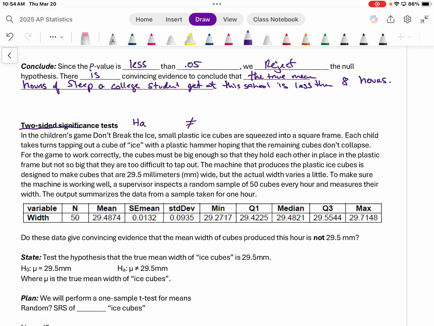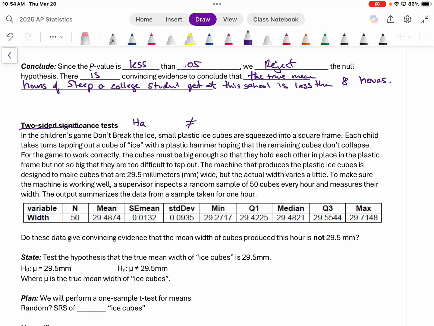So in the children's game Don't Break the Ice, plastic cubes are squeezed into a small frame. I remember that game. Each child takes turns tapping out a cube of ice with a plastic hammer, hoping that the remaining cubes don't collapse. For the game to work correctly, the cubes must be big enough that they hold each other in place in the plastic frame, but not so big that they are too difficult to tap out. The machine that produces the plastic ice cubes is designed to make cubes that are 29.5 millimeters wide, but the actual width may vary a little.